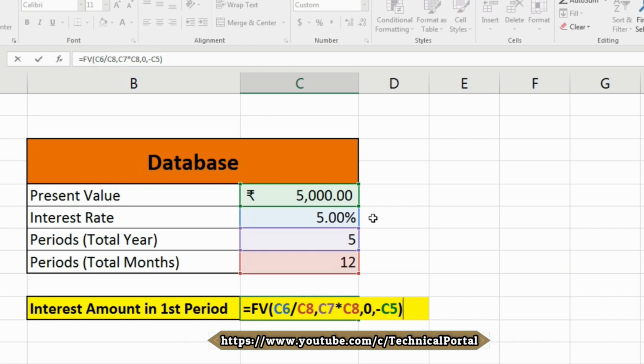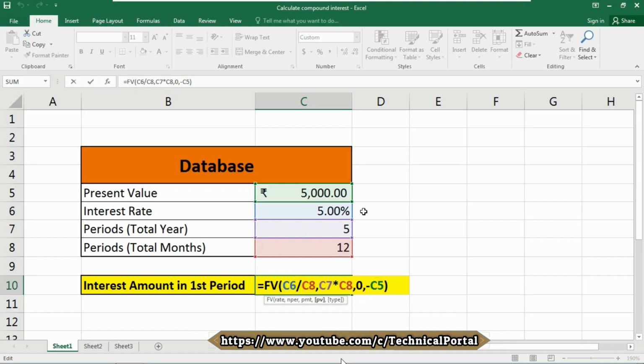To get the number of periods that we have used in nper, we use the term asterisk, or we have used C7 times C8 to get the actual total months. There is no periodic payment, so we have used 0 here as payment. By convention, the present value, that is PV, is input as a negative value. Since the 5000 rupees leaves your wallet and goes to the bank during the term, that means you do not have anything in your wallet, so we have used this as a negative value.